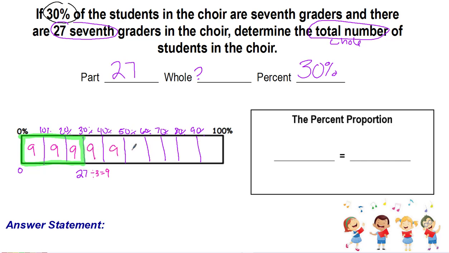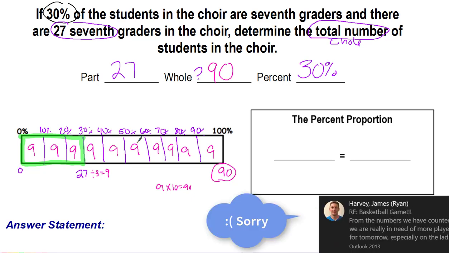And then each section represents 9. So I have 10 sections, 9 times 10, well, that equals 90. So my whole is 90. And that is how I use a bar model to find the whole.